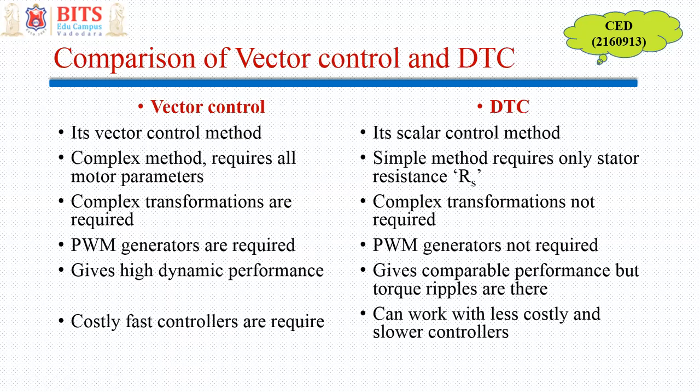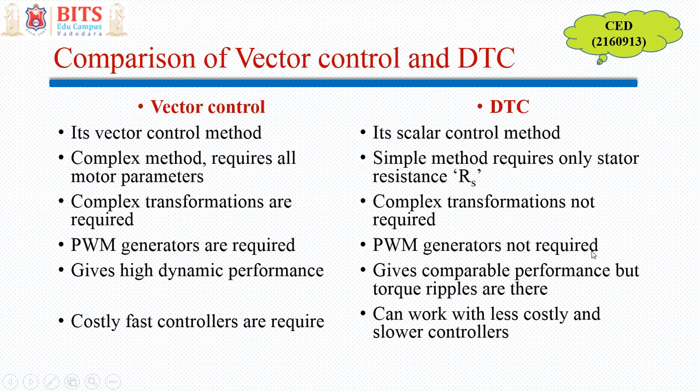Now, if you want to compare the two approaches, vector control is vector control, of course, while this is a scalar control. Here you are not basically controlling any angle as such. Indirectly, it is controlled. This one is a complex method, requires all motor parameters. This is a simple method, it requires only the resistance of the stator winding. Complex transformations are required over here. Here, simple calculations are there. PWM generators are required here. There, PWM generators are not required.